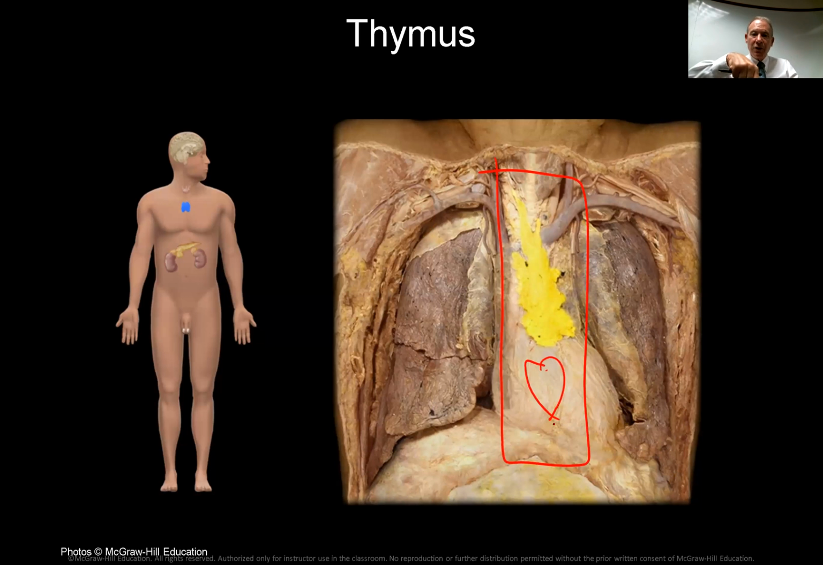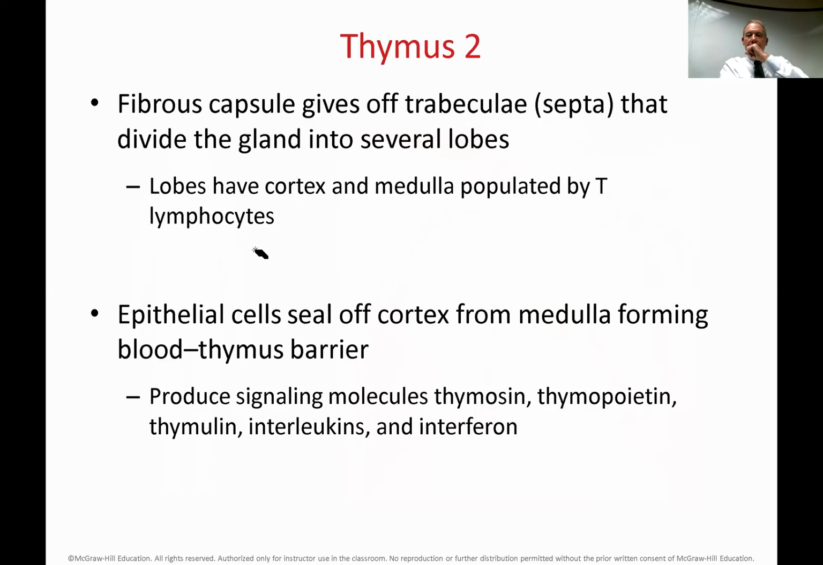The esophagus passes through there. The trachea passes through the mediastinum. We have large blood vessels there, but we also have the thymus. So the thymus has a fibrous capsule. Most of the lymphatic organs do have a capsule. And then it gives off these little septae that will take the thymus and divide it into lobes.